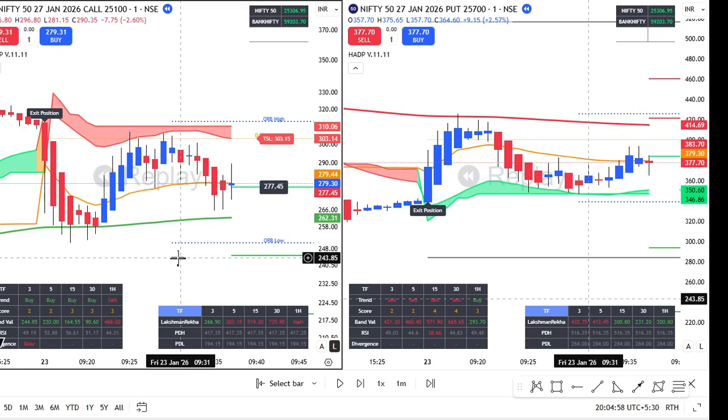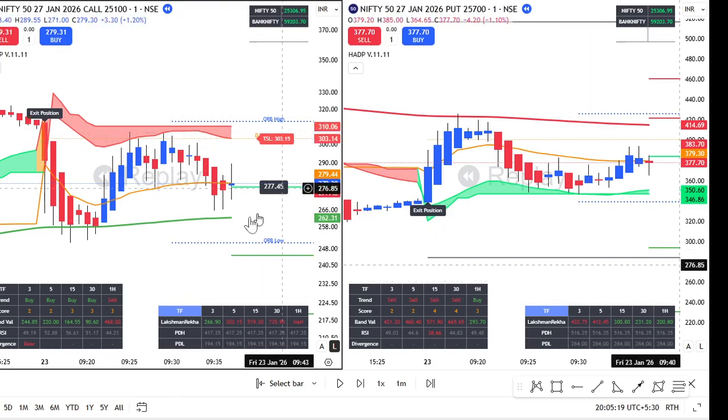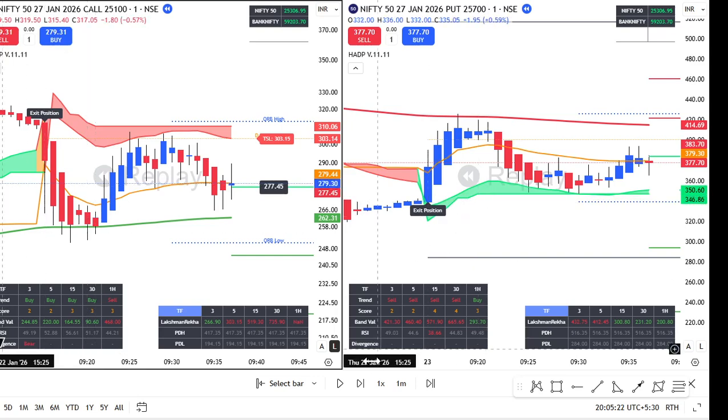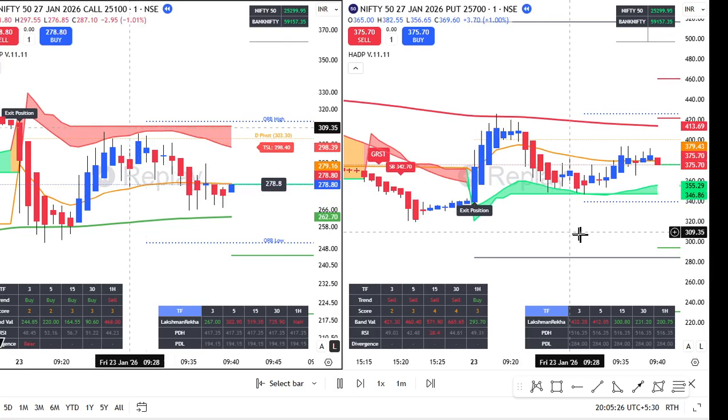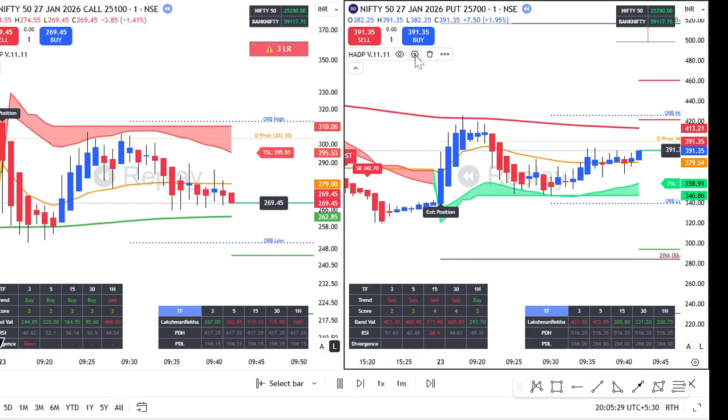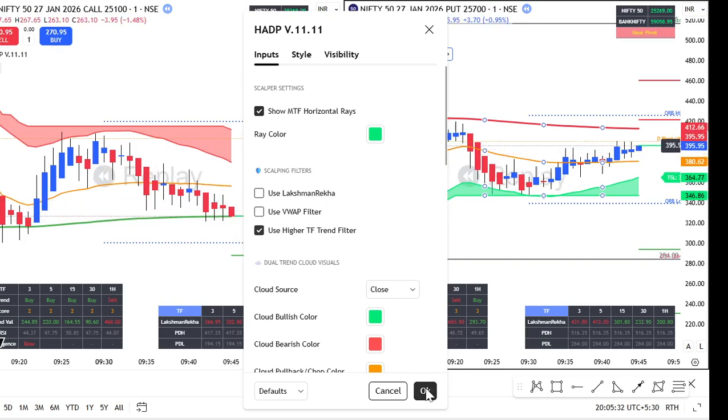Bare minimum, I would personally use it for 3 reasons. As I told you, first thing I want to be with the trend, at least my parent candle's trend. So I will switch it on. Second, if I get a buy trigger above the Lakshman Rekha or VWAP, that is giving me more confidence, right? Until now there is no buy signal. Let us see what happened. Just to make sure whether we have switched it on, yeah, higher time frame is on.